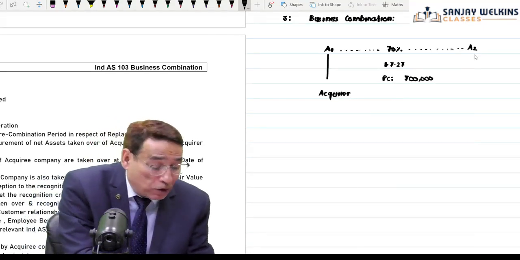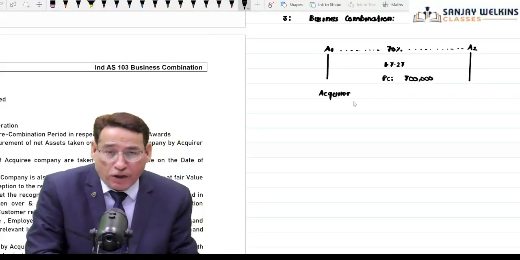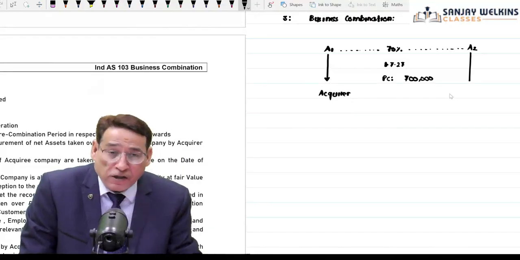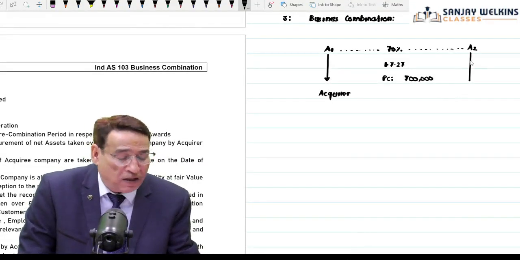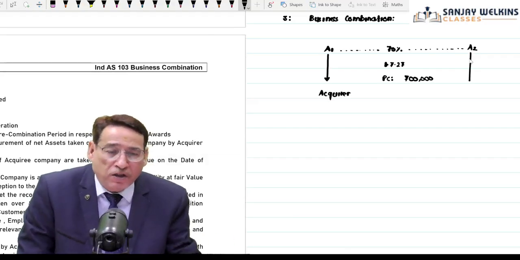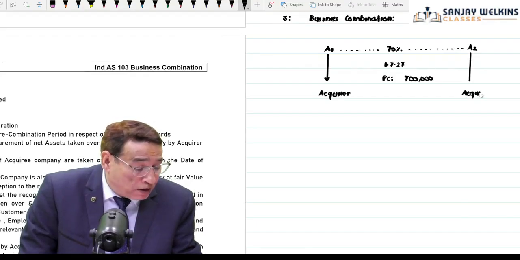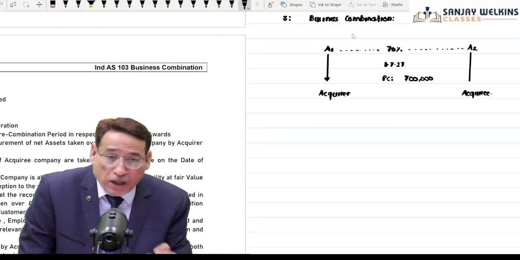You will be called an acquirer entity because in this chapter, instead of using the word parent or holding, we will use more often than not acquirer entity. While A2 Limited, which is under your control, is logically an investee entity or your subsidiary entity, and an acquiree entity, because now you have acquired the control over this particular entity. Is it clear to you or not? This is what we mean by business combination.